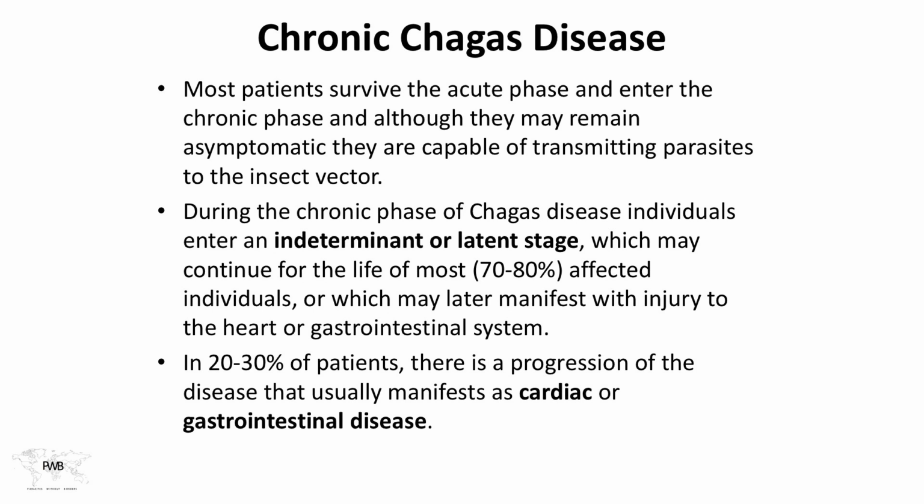But unfortunately, some individuals will later go on to manifest with symptoms attributable to injury to the heart or to the gastrointestinal system. Now, in 20 to 30% of patients, there's a progression of the disease, and this is going to manifest as the cardiac form of Chagas or the gastrointestinal form of Chagas disease.